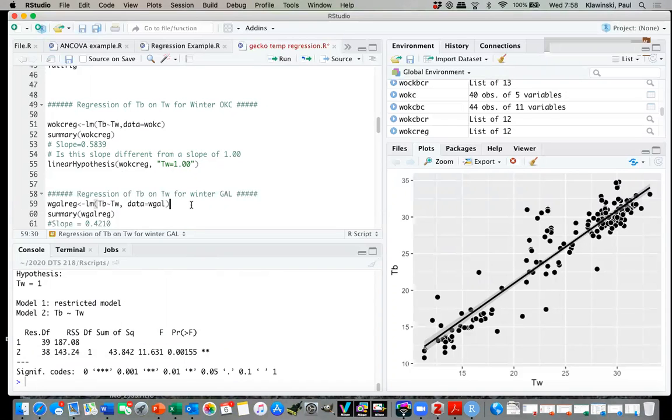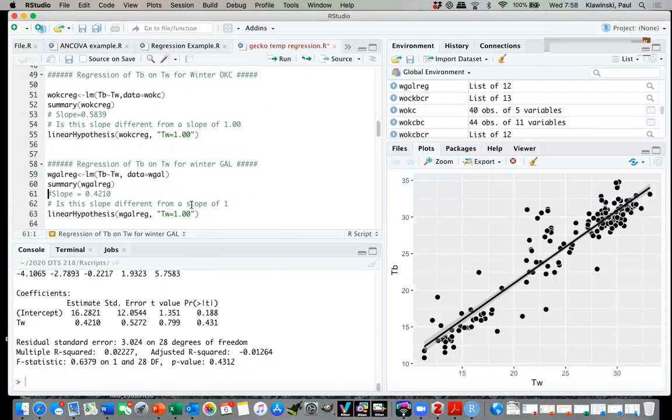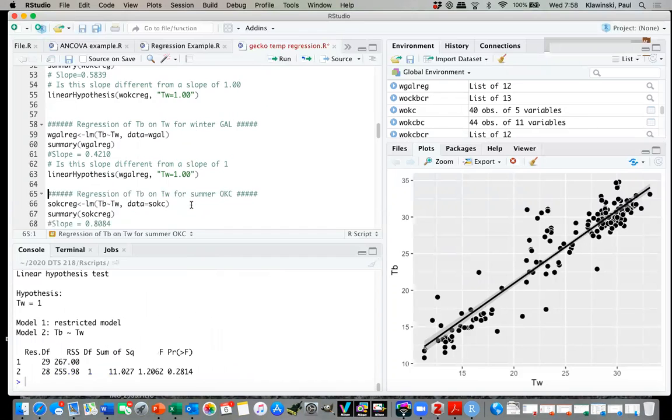When we look at winter Galveston, the slope is 0.42. Once again, we should be very surprised if this is also not different from a slope of 1, but it isn't different from a slope of 1 as it turns out. And that's probably because we have relatively low sample sizes as much as anything else.